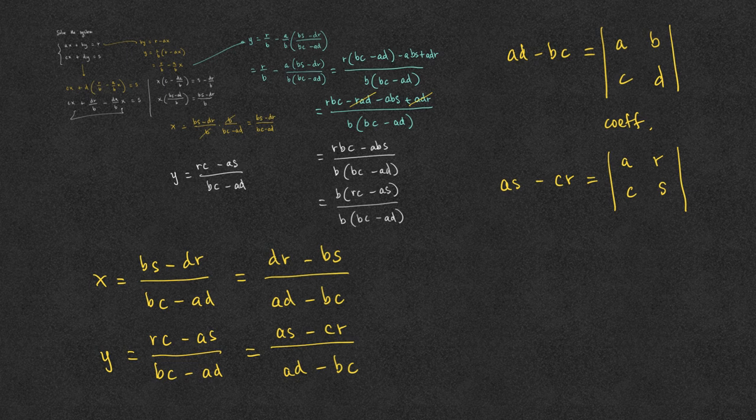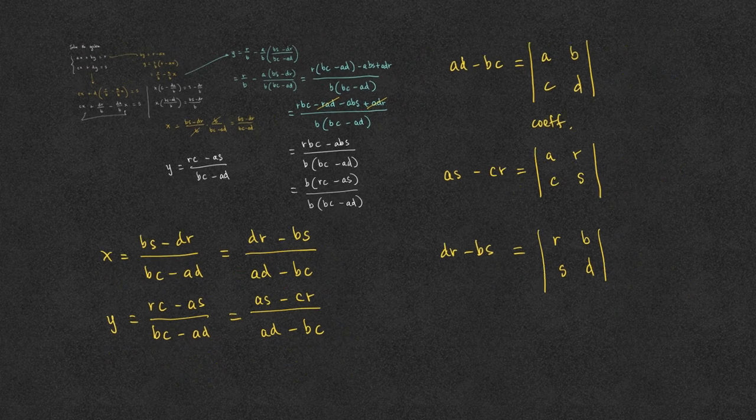But a and c are the coefficients of x, and r and s are the constants on the right hand side of the equal sign. And then lastly, dr minus bs can be rewritten as the determinant of the matrix r, s, b, d: r times d minus b times s, where b and d are the coefficients of y.